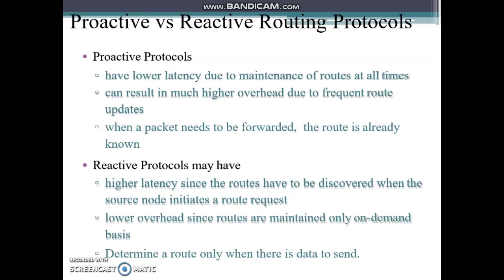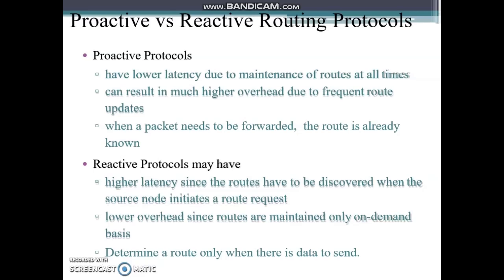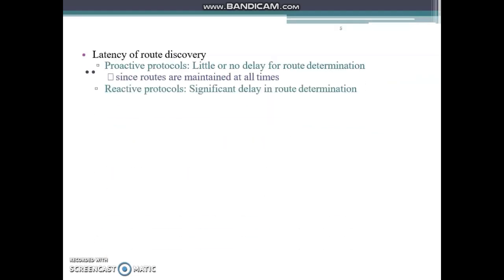Reactive protocols have higher latency, since the route has to be discovered when the source node initiates a route request, and a lower overhead is experienced as all the routes are maintained only on an on-demand basis, and it determines a route only when there is data to send. Now let's go to some more points. Let's talk about latency of route discovery.